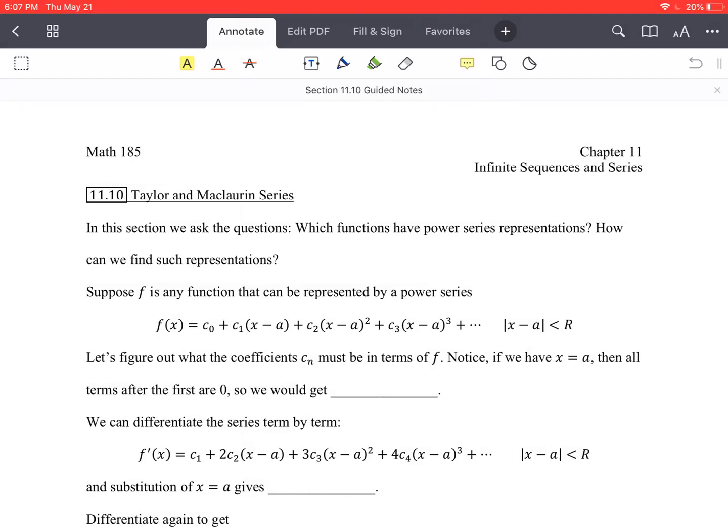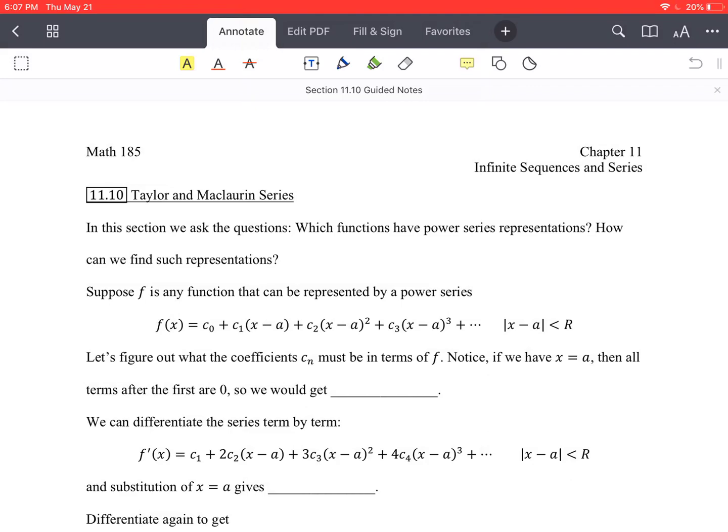So we're heading into our last major topic of the course. We've got two more sections. This one's going to be part one of this section, and then we'll have part two right after this. It's a little bit longer of a section. So we're talking about Taylor and Maclaurin series.